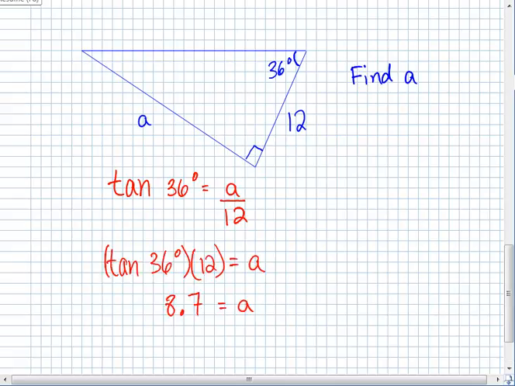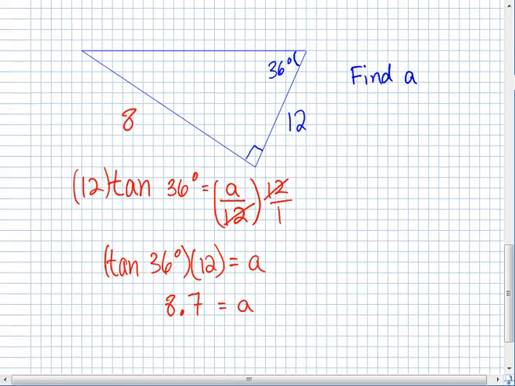Okay, so hopefully you got the same thing I did. You multiply both sides by 12, so you multiply this by 12 over here, for example. Then those cancel out, leaving you with just A. Multiply this by 12. You get 12 times tan 36 on your calculator. You get 8.7. That means that this is 8.7.